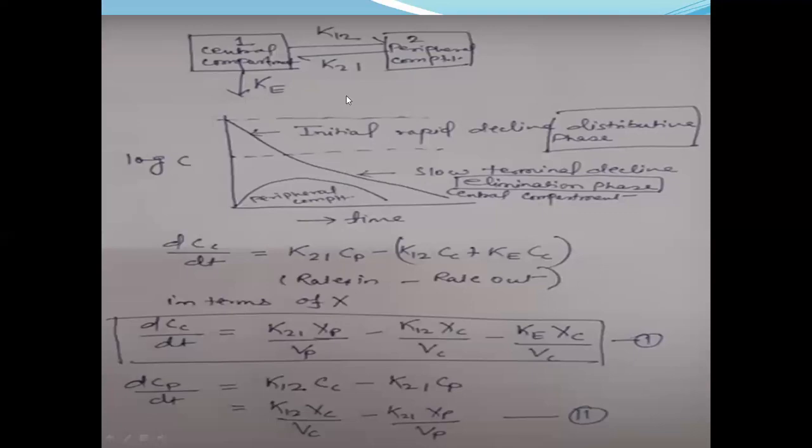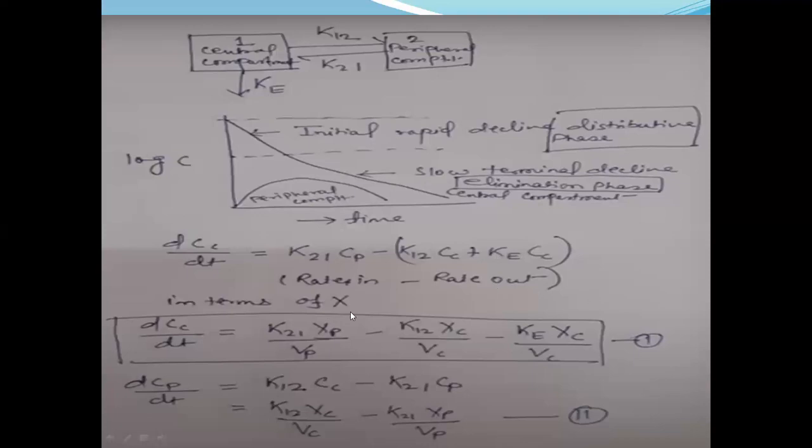Rate out means the drug is going out from the central compartment. In how many ways is the drug going out from the central compartment? You can see here. The first way is from the central compartment, the drug goes to the peripheral compartment. The constant is K12. And the second way, from the central compartment, it is totally eliminated out. That is Ke, the elimination constant. So Ke into Cc. So that is the equation: dCc by dt is equal to K21 Cp minus (K12 Cc plus Ke Cc). That is rate in minus rate out.